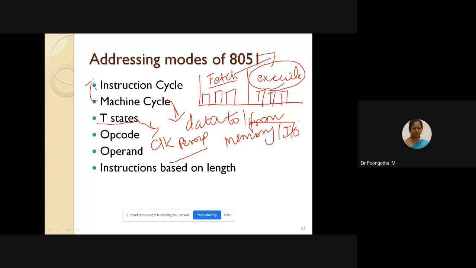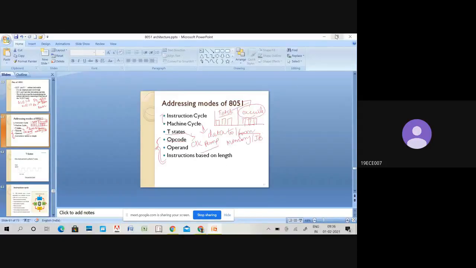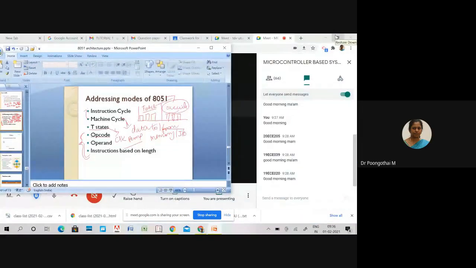So what is opcode? I think you are aware of these terminologies. Opcode is the instruction or the operation that is to be performed. It specifies the operation to be performed. Example, MOV A, B: the opcode here is MOV. ADD A, B means your opcode is ADD. What type of operation is to be performed is indicated by your opcode.